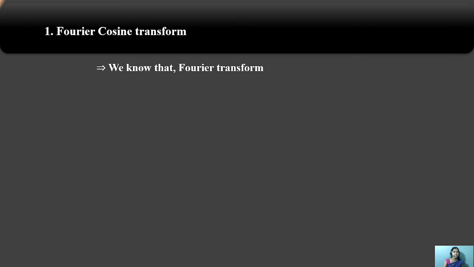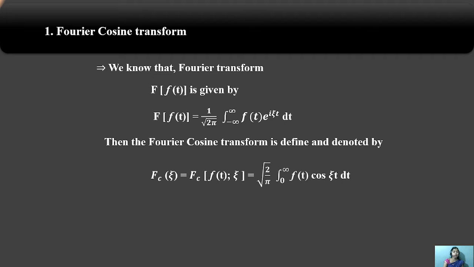Okay, first we discuss the Fourier cosine transform. In the Fourier cosine transform, first of all we discuss the Fourier transform, defined and denoted by the function. The function F of t is given by the formula: F of xi equals 1 upon square root of 2 pi, integration from minus infinity to infinity, f of t e to the power i xi t dt. This is the formula of a Fourier transform. How do we convert this Fourier transform into the sine transform as well as the cosine transform?